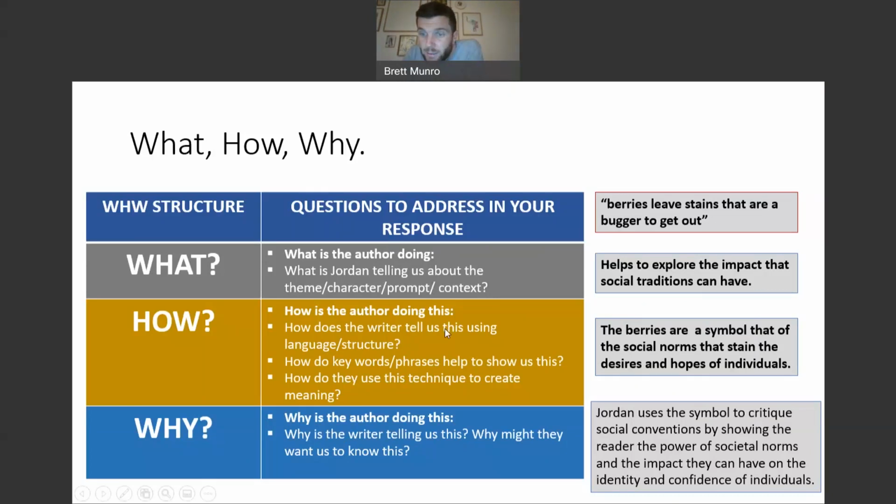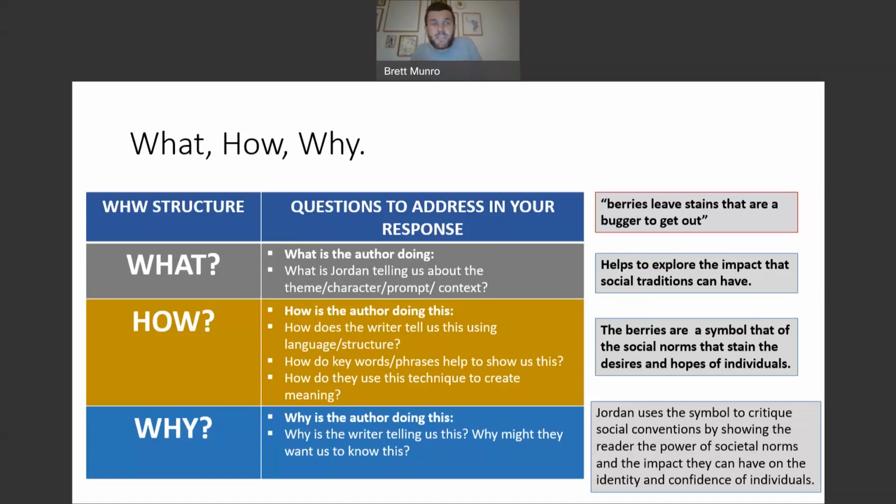Well, she does this in order to critique social conventions. She's essentially saying social conventions are bad, and that is a criticism. So Jordan uses a symbol to criticize social conventions by showing the reader the power of societal norms and the impact they can have on the identity and confidence of the individual, because they stain the desires and hopes of the individual. They prevent them from moving forward. They hold them back. And that's how the what, the how, and the why works.